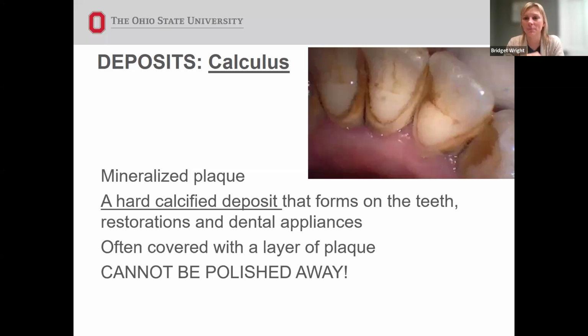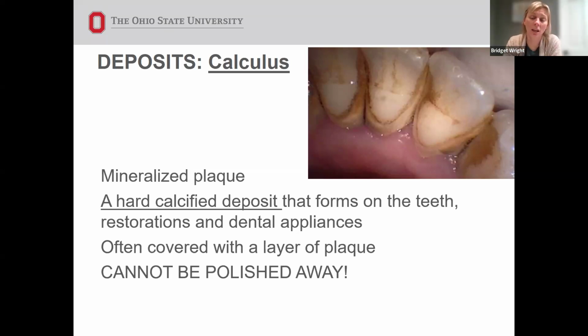This is that mineralized plaque that cannot be removed with coronal polishing. It must be scaled away. It is hard and calcified. It is stuck onto those teeth, and it has taken a while to build up. It's not just going to show up in one day. It is building up after repetitive inability to remove the plaque.